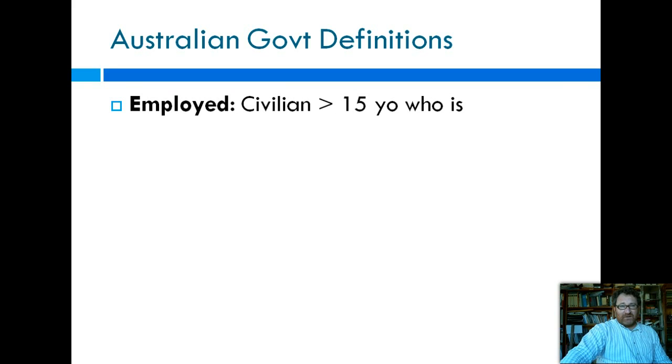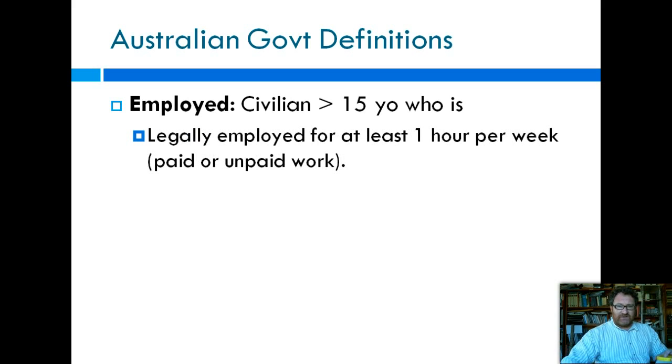So what do we mean by employed then? An employed person is a civilian who is over the age of 15, who is legally employed for at least 1 hour per week in paid or unpaid work.